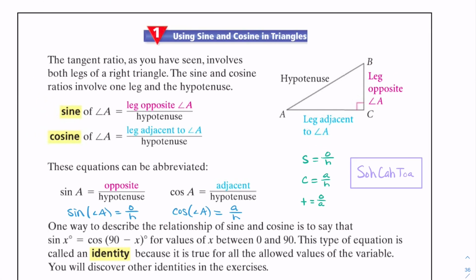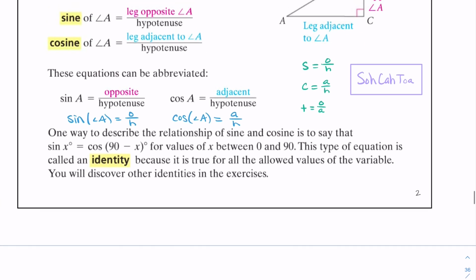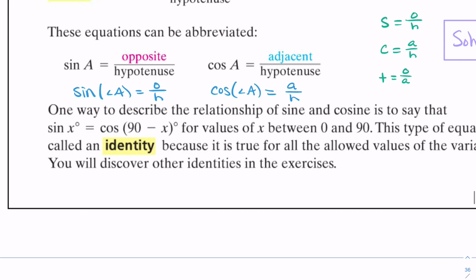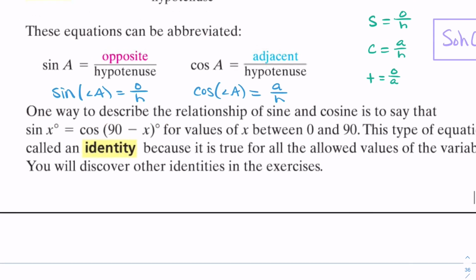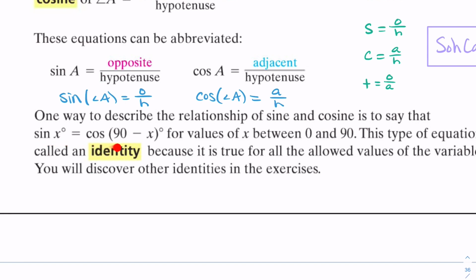All right, and with that, here's what's really cool about sine and cosine. One way to describe the relationship of sine and cosine is to say that they differ by 90 degrees. So the sine of 0 is equivalent to the cosine of 90 minus 0, which is 90. The sine of 1 degree is equivalent to the cosine of 89 degrees, because 90 minus 1 is 89, and so on. So sine of 2 is equal to cosine of 88. Sine of 10 is equal to cosine of 90 minus 10, which is 80.